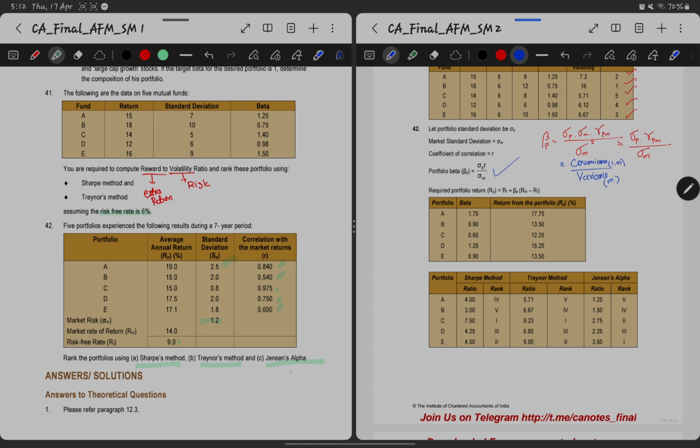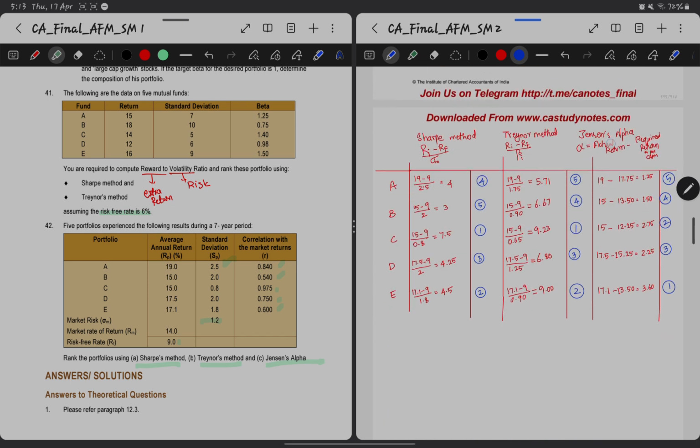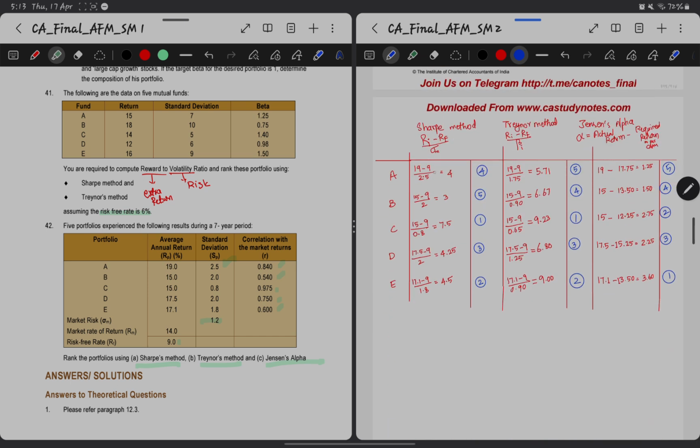And using this we can find out the Trainers method, wherein instead of total risk the denominator is substituted by the beta, which is the systematic risk portion. Here we are getting the values of 5.71, 6.67, 9.23 for C, 6.8 for D and 9 for E. Hence accordingly the rank also changes. The highest extra return which we are earning for the systematic risk comes from portfolio C, which gives almost 9.23% extra return for every unit of systematic risk which we are taking.